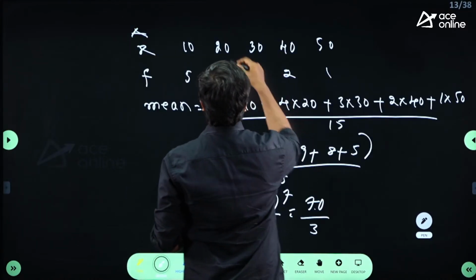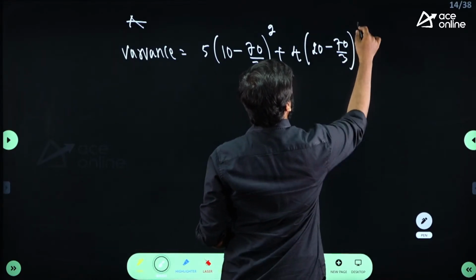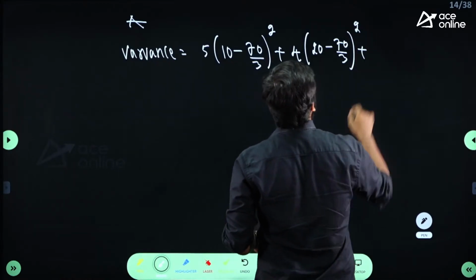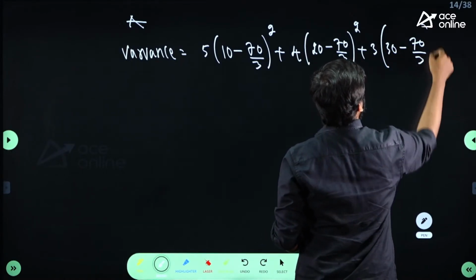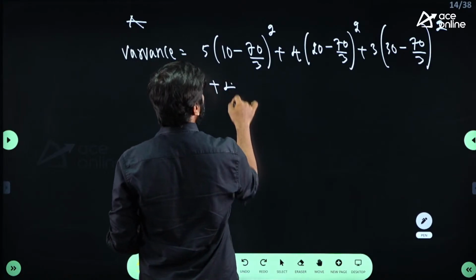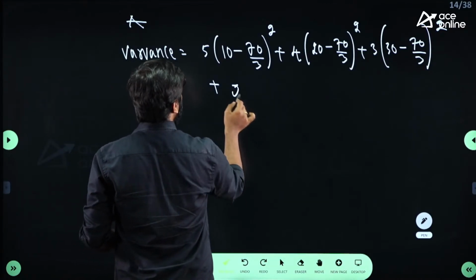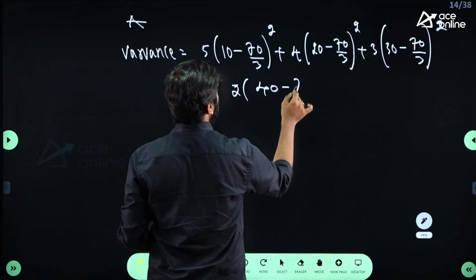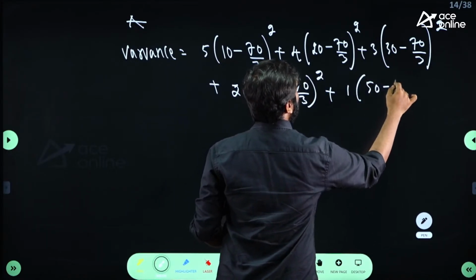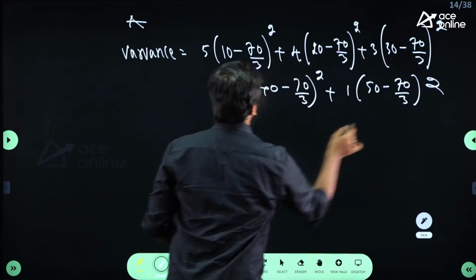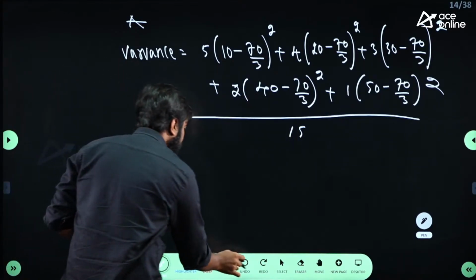Next, 20 is repeating 4 times, so it's 4 into 20 minus 70 by 3 whole square, plus next 3 into, the next observation is 30 minus 70 by 3 whole square, and then 2 into, next observation is 40, so 40 minus 70 by 3 whole square, and then there is only one observation 50, so it's 50 minus 70 by 3 whole square, and in the denominator you will have 15. You need not find this actually, just keep it as it is.